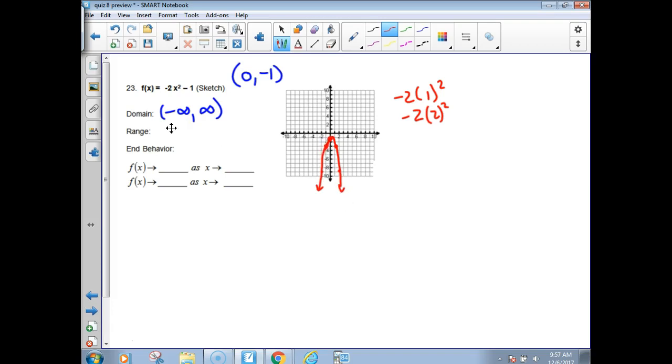Okay, the range is from -infinity up to our vertex y value, which is at -1, and it does include it. Okay, the end behavior. The graph is pointing down on the left. So f of x is approaching -infinity on the left as x approaches -infinity. I would like you to do it left to right, if you could, please. The right side of the graph is also pointing down. F of x is approaching -infinity as x approaches +infinity. Left side, right side.